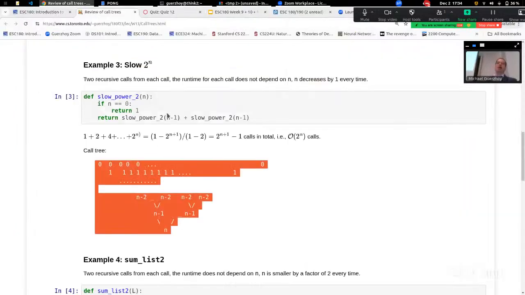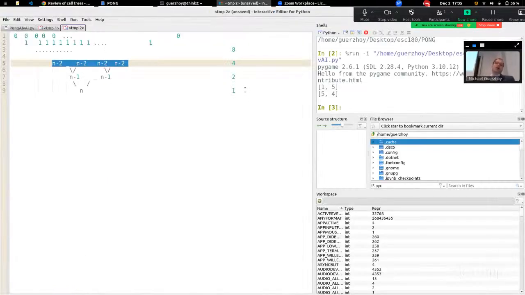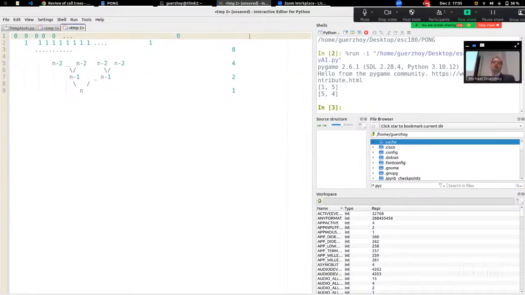So I'm looking at this function. I'm saying I want to draw the call tree. So this is the call tree where n calls n minus 1 twice and so on. And then I need to somehow count up how many calls there are. The trick here is to say, I'm going to count up level by level. So it's going to be 1 and 2 and 4 and 8 and so on. And eventually I'll get to here. Not going to say what this is yet.